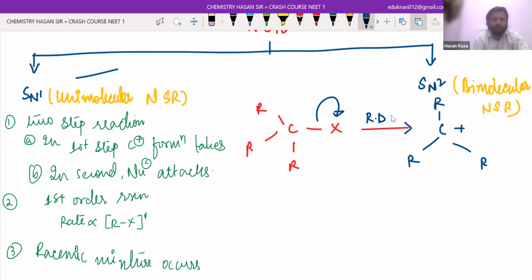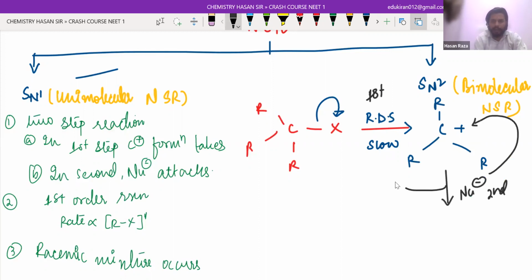And this is the slow step. That's why it is the rate determining step. This is your rate determining step. Now, this is your first step. For the second step, the nucleophile will come, and it can attack from the front as well as the back. That's why you will be able to get inversion and retention both. That's why you will get a racemic mixture. Is that clear, everyone?